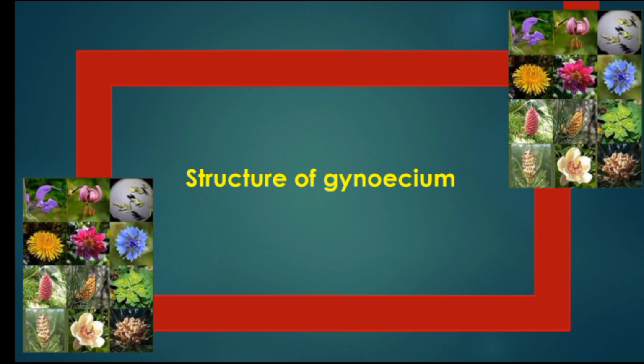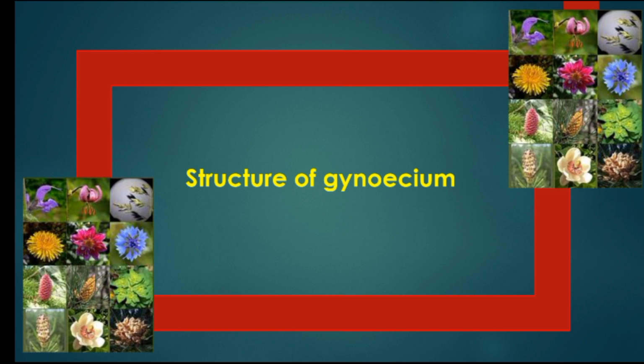In that we have already studied the non-essential and essential whorls, that is the androecium. Means in the last lecture we already discussed and studied the male reproductive organ, that is the androecium. Now today's lecture is going on the next essential whorl of the flower, that is the gynoecium.